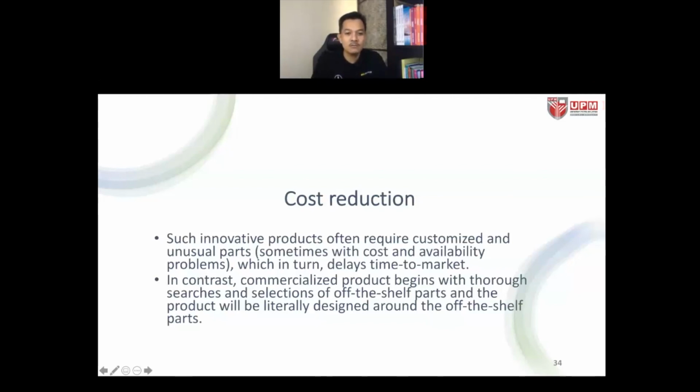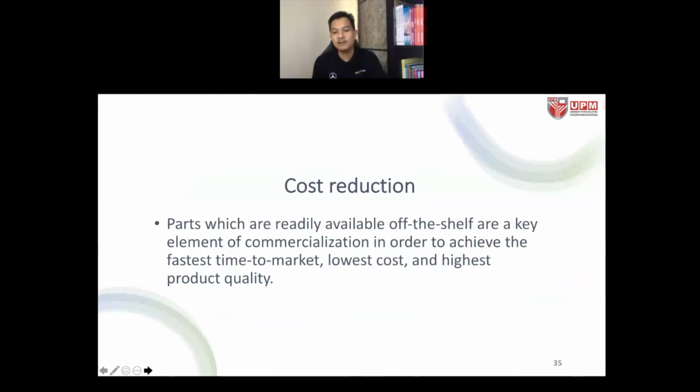So in contrast, commercialized products begin with thorough searches and selections of off-the-shelf parts, and the product will be literally designed around the off-the-shelf parts. So parts which are readily available off the shelf are a key element, right? Remember, you do not have to design and build every part of your product. You can just buy off the shelf things and assemble them in order to achieve the fastest time to market, lowest cost, and highest product quality. And that's what we want in producing an innovative product through the commercialization stages.